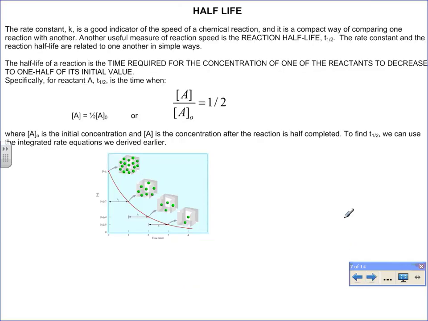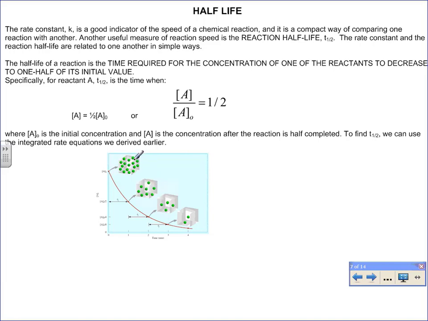Now, because we have these linear functions, we can also derive relationships for what is called the half-life for a zero, first, and second order reaction. The half-life is the time that it takes for the concentration of the substance to reach half of its initial value. So this is a good visual here. Going from this point to this point, that is one half-life.